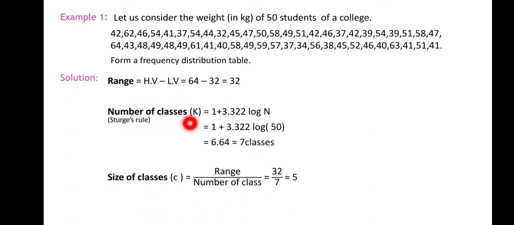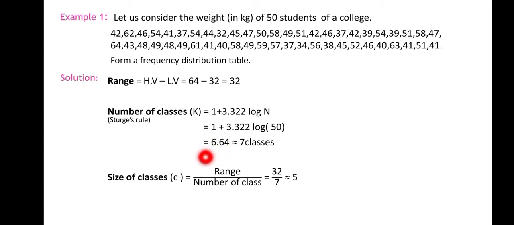And the number of classes is equal to 1 plus 3.322 log n, that is 1 plus 3.322 log 50. Here we know that n is equal to 50. In total there are 50 observations. After calculating the log, we get 6.64.